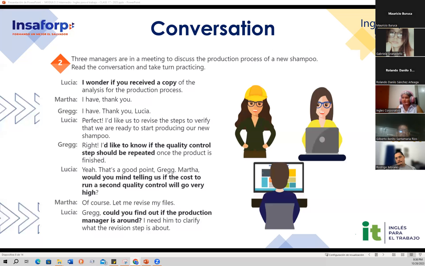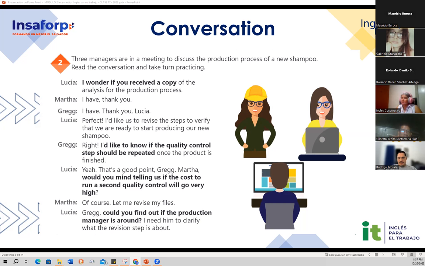Okay, teacher. I wonder if you received a copy of the analysis for the production process. I have, thank you, Lucia. Perfect. I'd like us to revise the steps to verify that we are ready to start producing our new shampoo. Right. I would like to know if the quality control step should be repeated once the product is finished. Yeah, that's a good point, Greg. Marta, would you mind telling us if the cost to run a second quality control will go very high?